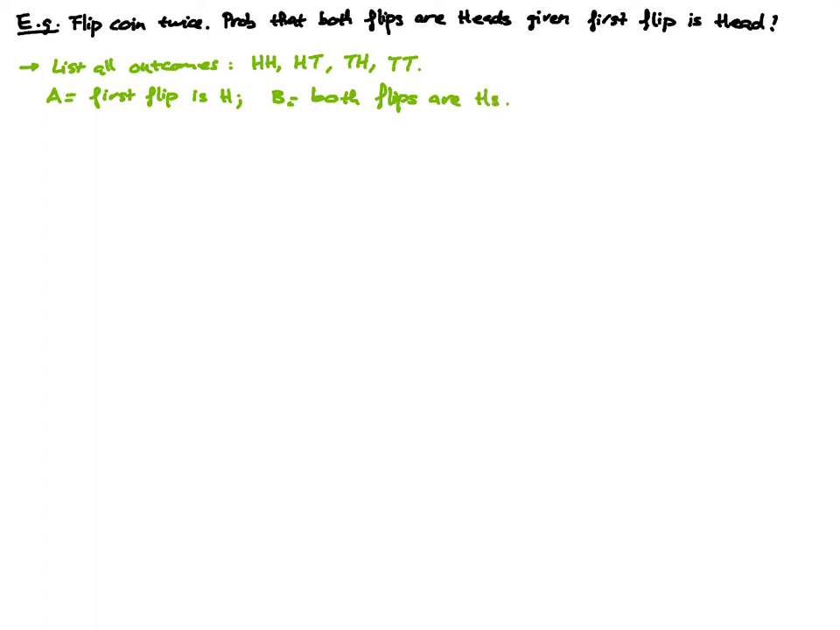Then the probability that we want to find is the probability of B given A. So here we have A, and then here we have B. So we want to find the probability of B given A. Let's first see how we do this problem using intuition.